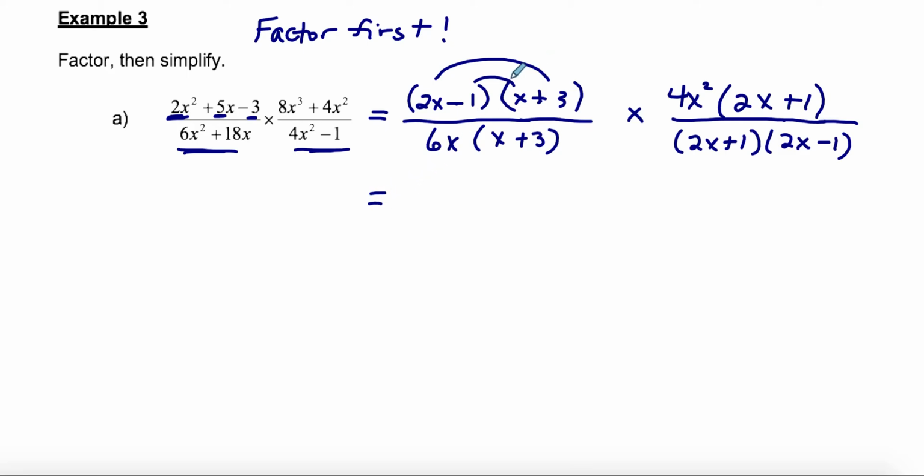I want to cancel out anything I can. I see those x plus 3's. I see a 2x minus 1 there and there. I see a 2x plus 1 in the numerator and denominator over there. I see this x cancels so that I would only have 1 left. And I even see this 4. If I divide by 2, I get 2. I divide 6 by 2 and I get 3. So I think I'm left with 2x over 3.